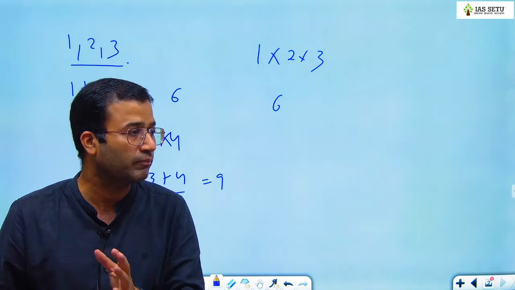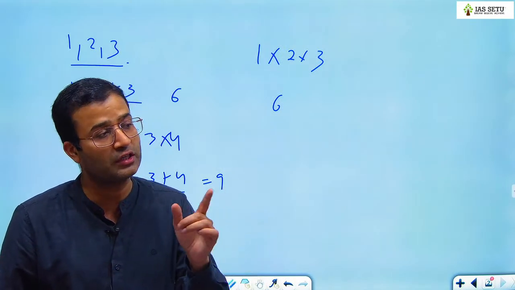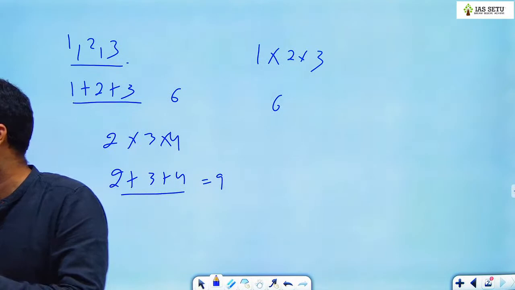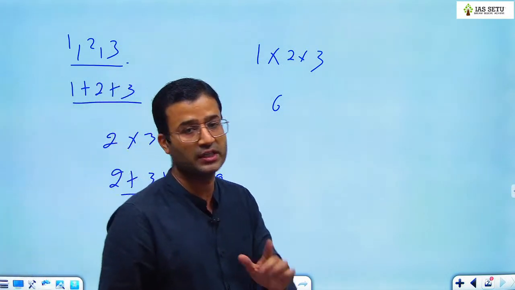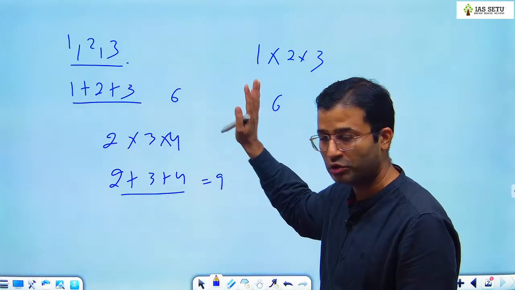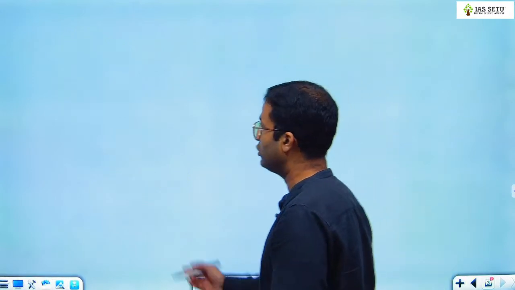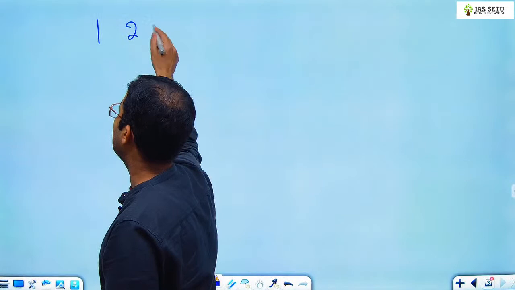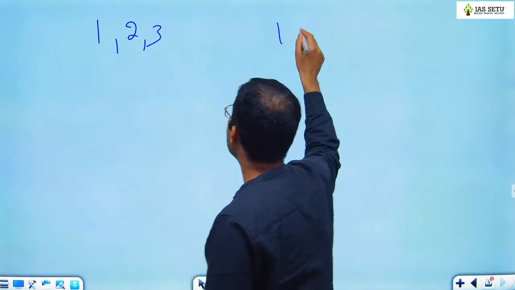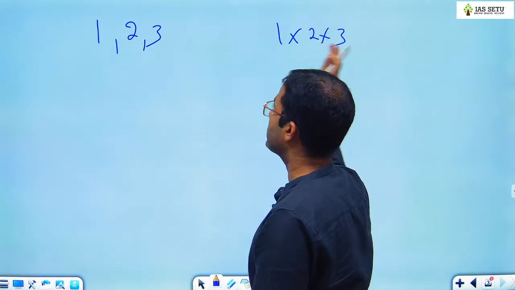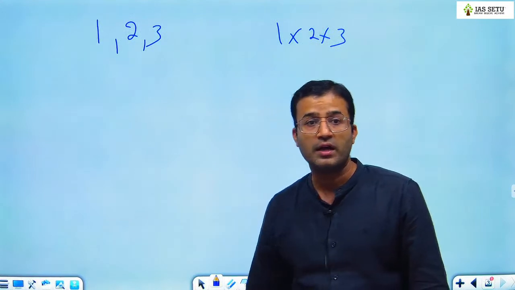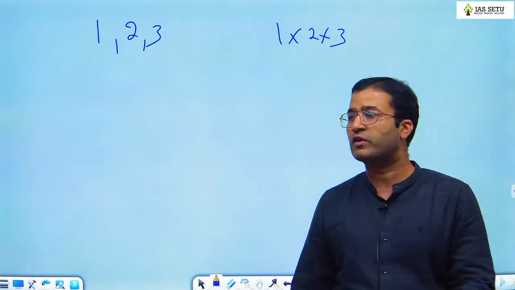1, 2, 3 is the only pair of consecutive natural numbers. But when it comes to 3 consecutive integers, one pair is this 1, 2, 3. Yes, these are integers too. These are natural numbers, but these are integers also. So one pair is 1, 2, 3, where you add and you multiply, you get the same value, 6 and 6. Can anyone tell me any other pair of consecutive integers?